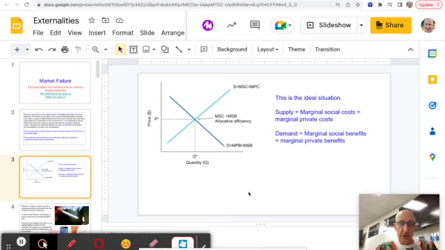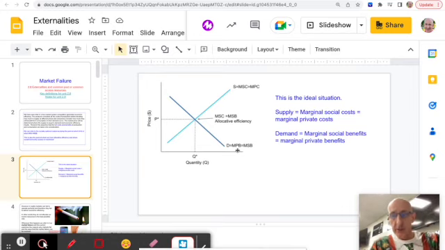And up to this point as well, you may or may not have heard those terms here, the MPB, the MSB, MSC, MPC, where they now become much more important. Essentially in the free market, the only thing that the free market takes into consideration is the marginal private benefit, the benefit to the individual, the utility or satisfaction that an individual gets from consuming the product. And that is represented in a demand curve.